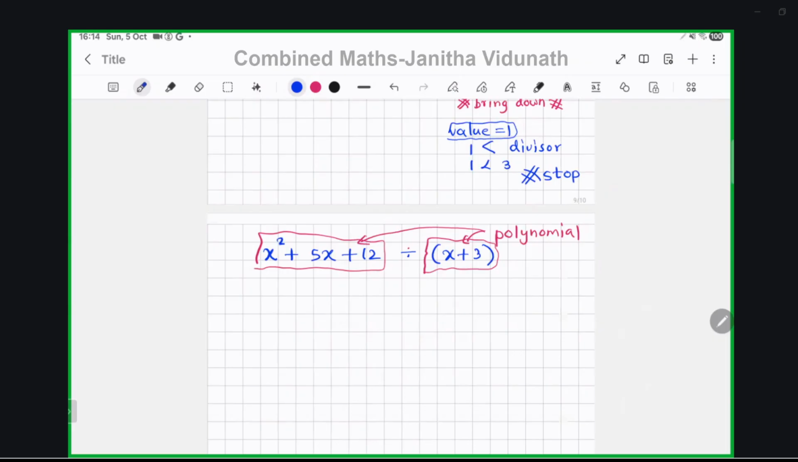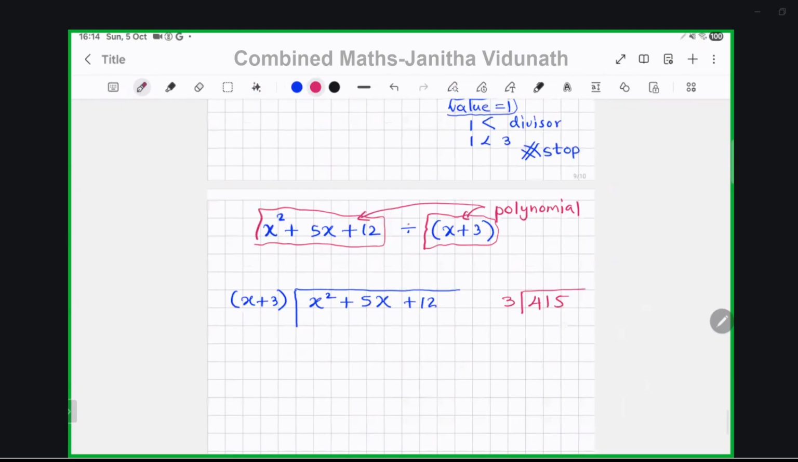Okay. Now we are going to use long division to divide polynomials. Here inside the division mark, we write our dividend. That means x squared plus 5x plus 12. Then on the left hand side, we write our divisor. That means x plus 3. This is exactly the same as 415 divided by 3 in our numerical example.